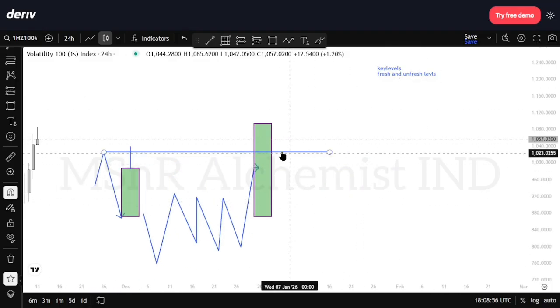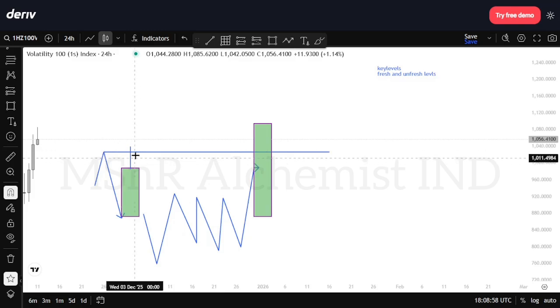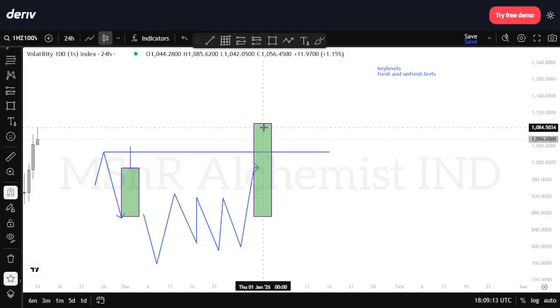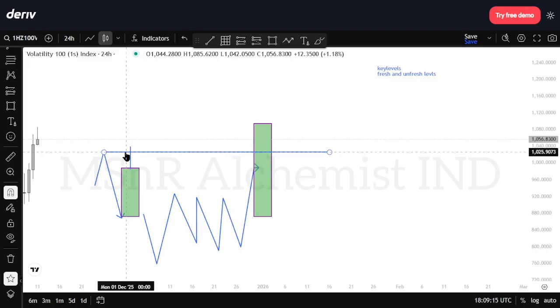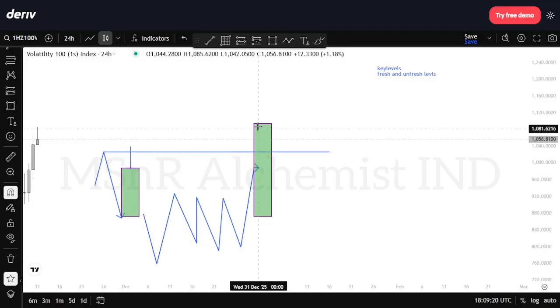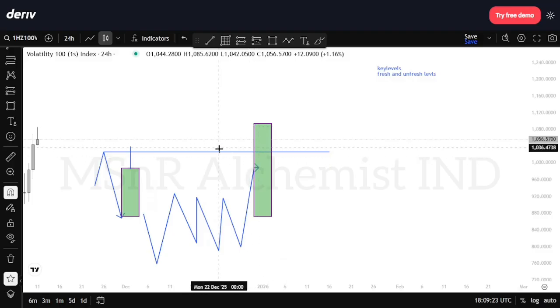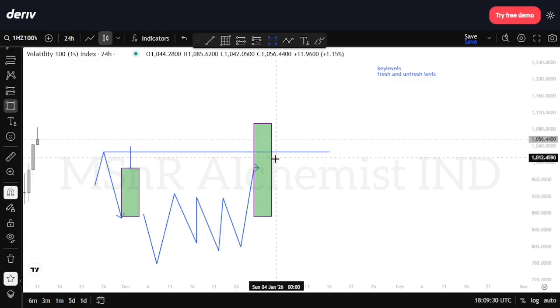This resistance is not fresh, because we touched it with the wicks. That was one use, we used it. But when a candle breaks it with a body, it becomes fresh again. We used it here and it became unfresh, but this candle makes the resistance fresh again, and now this support, the RBS, is tradable again.